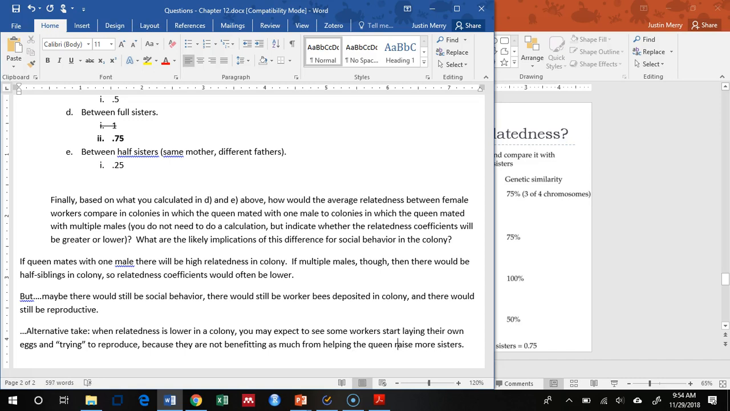so when relatedness is lower in a colony, you may expect to see some workers start laying their own eggs and trying to reproduce. I'm putting trying in quotes because I don't know that ants can really decide to try to do anything, or bees for that matter, because they're not benefiting as much from helping the queen raise more sisters. So selection should favor worker reproduction at that point. At least eventually it might.